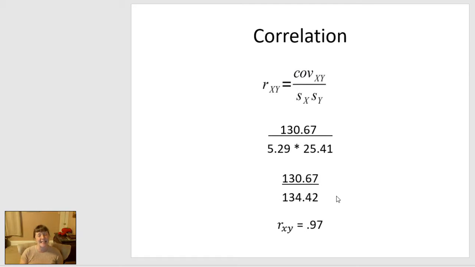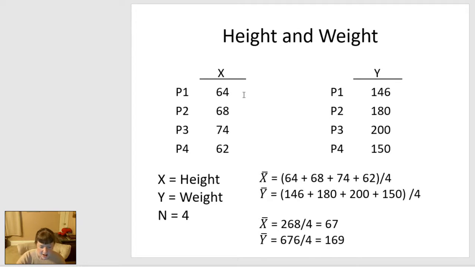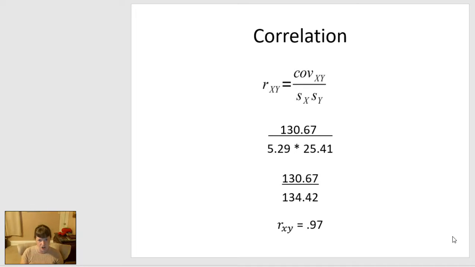That's going to give me my standardized covariance, which we call the correlation coefficient, and it's 0.97. Extremely close to 1 because look at my data. If we go back to my original data, every single person who was above average on height was also above average on weight. And every single person who was below average on height was below average on weight. There was an incredibly systematic relationship. Higher scores on height went with higher scores on weight. And it was an almost perfect systematic relationship.